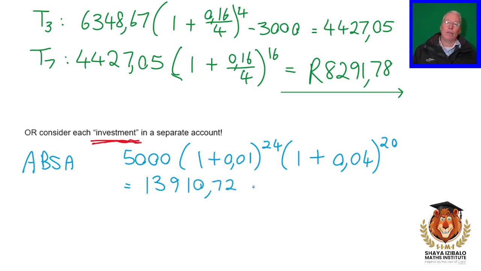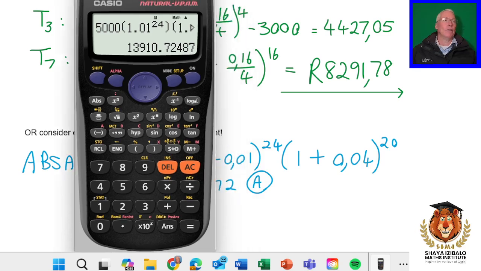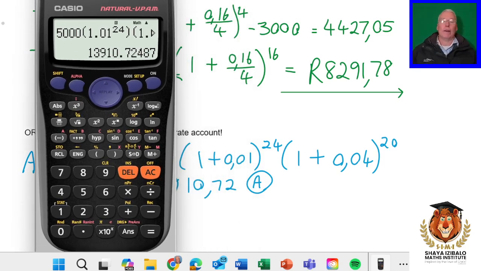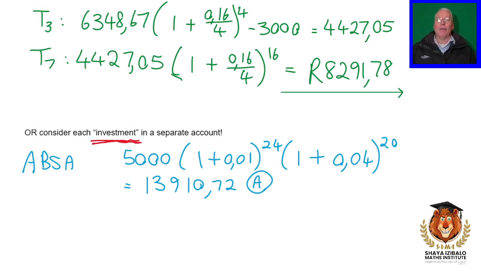What I'm going to do is I'm going to store that number. Okay, and I'm actually going to store it in A. Just to remind you how we do that, we're going to go Shift, Store, A. All right, that exact number with all its accuracy, I can get back by recall A. There it is. Okay.